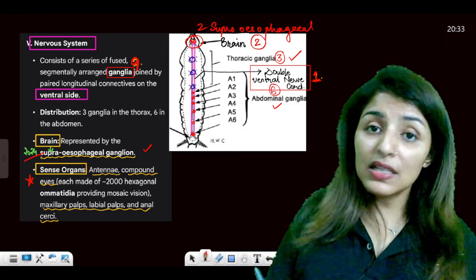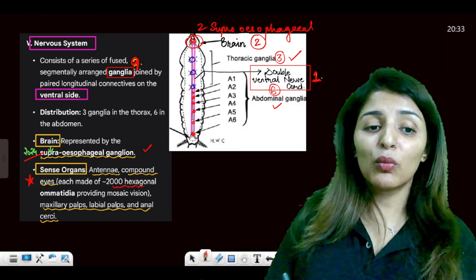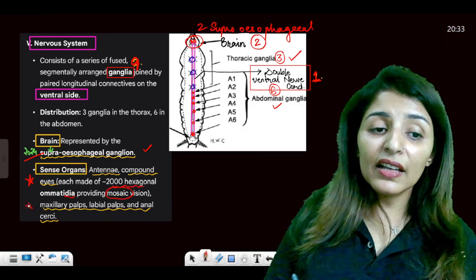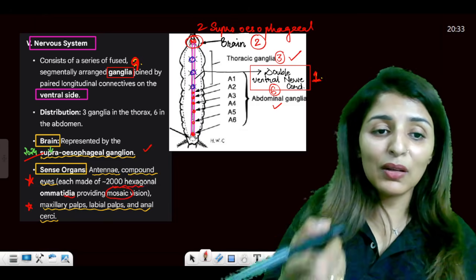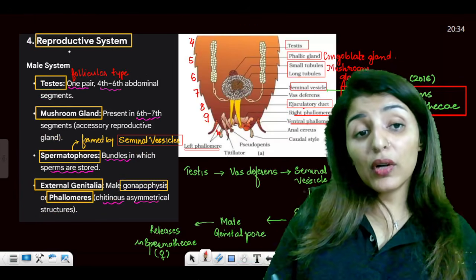Then compound eyes, they have photoreceptors. Each eye is made up of 2000 hexagonal ommatidia. And what kind of vision was it? Mosaic vision. Other than that, there are some taste receptors on the legs and on the maxillary palps, that is the mouth parts. Then the reproductive system.